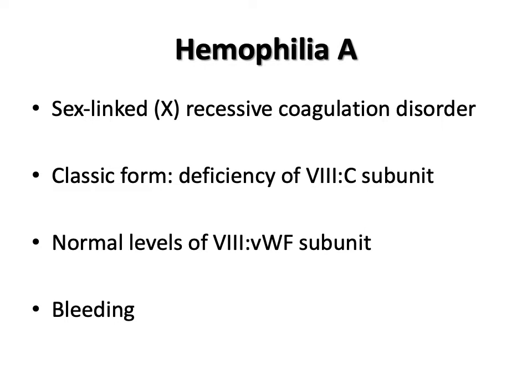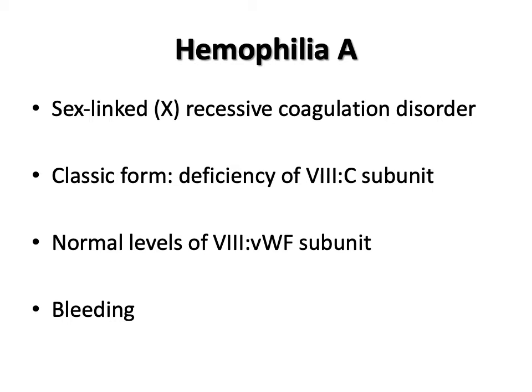However, if both X chromosomes are affected, homozygous, then hemophilia can be manifested. Classic hemophilia A is a bleeding disorder caused by a deficiency of the factor VIII-C subunit. The degree of deficiency is associated with the severity of the disorder. Patients with hemophilia A have normal levels of the factor VIII von Willebrand factor subunit.